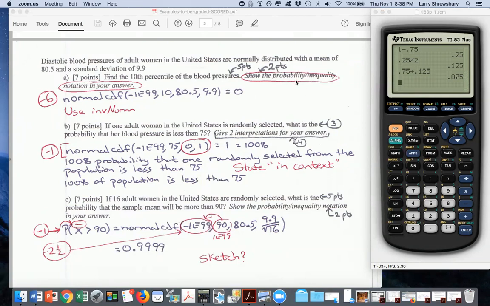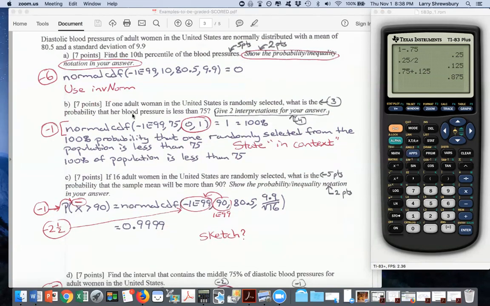Also, notice they completely forgot to show the probability inequality notation, so they lost points for that. So, didn't go well. Now let's look at this one over here.